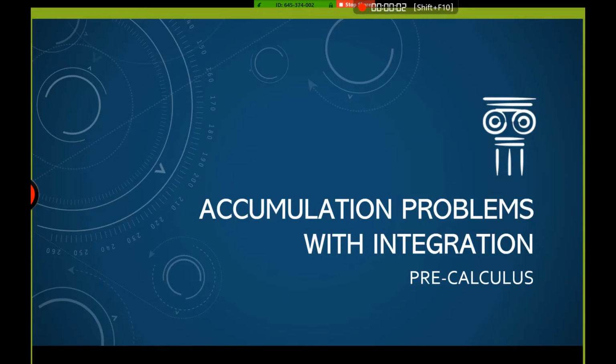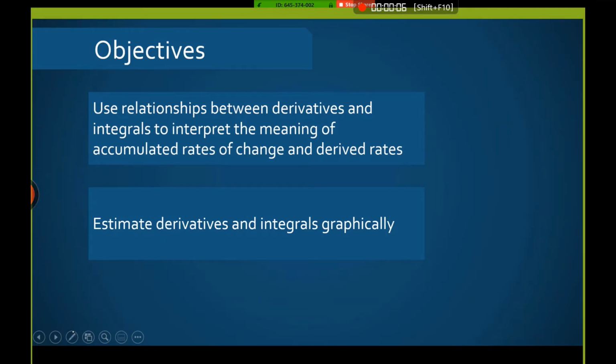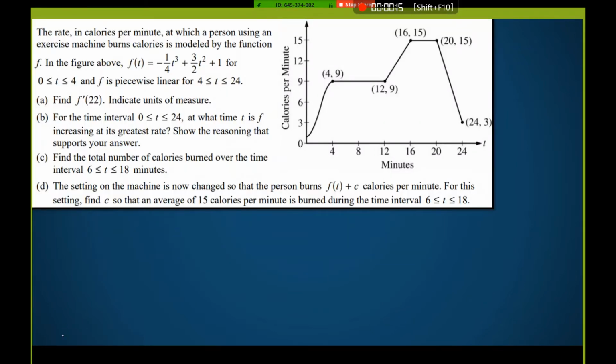Okay, so new stuff for today. I'm going to be going through a couple word problems on integration and accumulation. So we'll be using relationships with derivatives and integrals to interpret the meaning of some rates of change and derived rates, and estimating derivatives and integrals graphically.